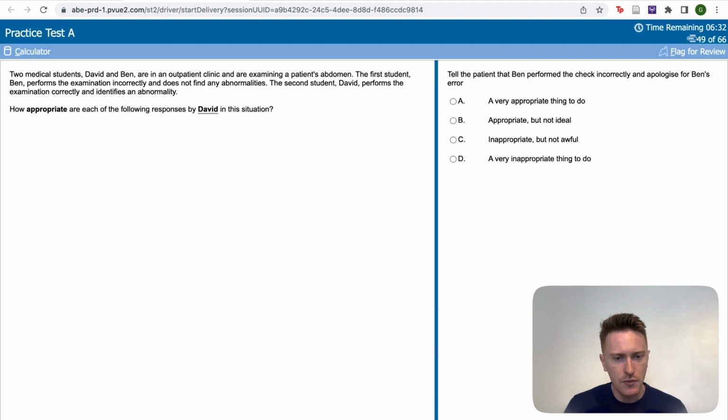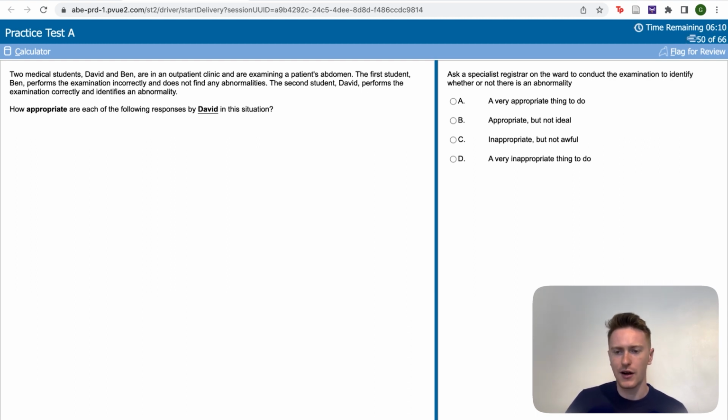Okay, great. Two medical students, David and Ben, outpatient, they're examining. The first student performs it incorrectly, doesn't find. The second student performs correctly and does find. Okay, tell the patient that Ben performed incorrectly. This is inappropriate, and I think it's very inappropriate. You're apologizing for Ben, fine, but you're sort of embarrassing him in front of the patient, and it doesn't need to be done. So I think it offers no benefit.